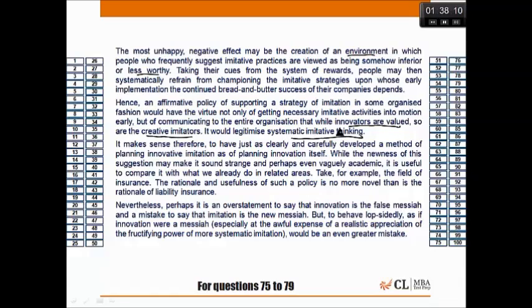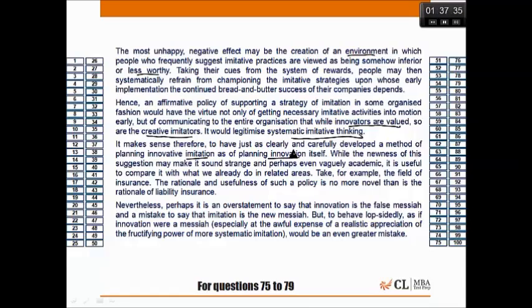Great. It makes sense, therefore, to have just as clearly and carefully developed a method of planning innovative imitation as of planning innovation itself. So he says we need imitation. Oh, that's what he's saying. He keeps on saying both are required, innovation and imitation. While the newness of this suggestion may make it sound strange and perhaps even vaguely academic, it is useful to compare it with what we already do in related areas. Take, for example, the field of insurance. The rationale and usefulness of such a policy is no more novel than is the rationale of liability insurance.